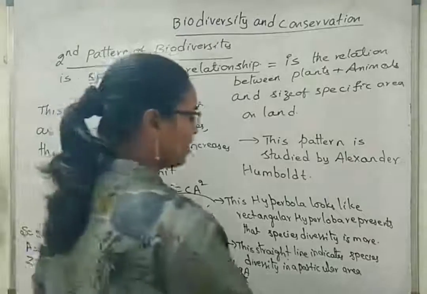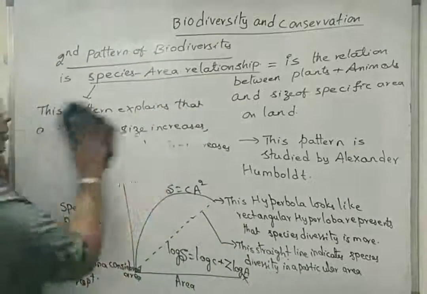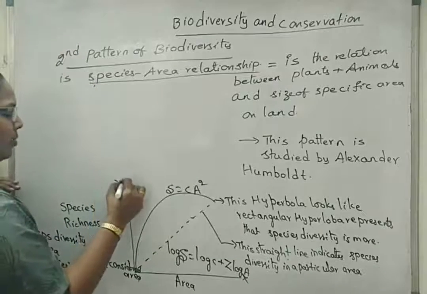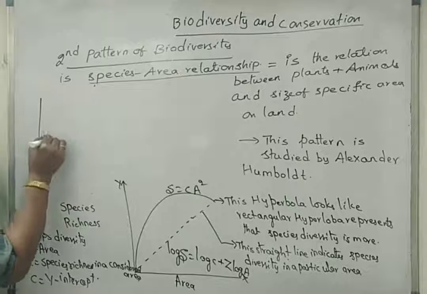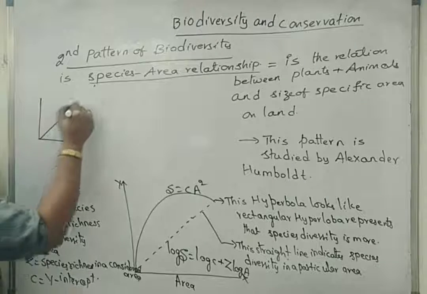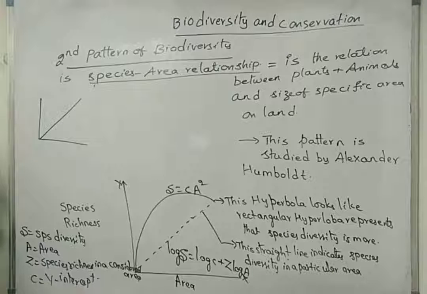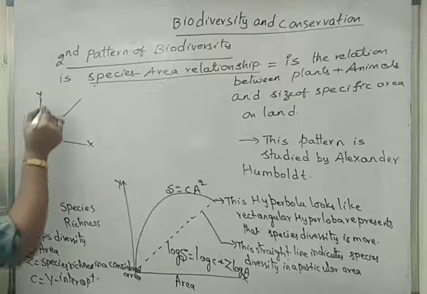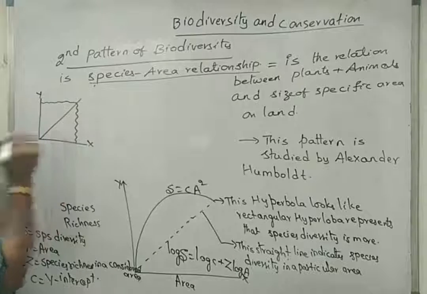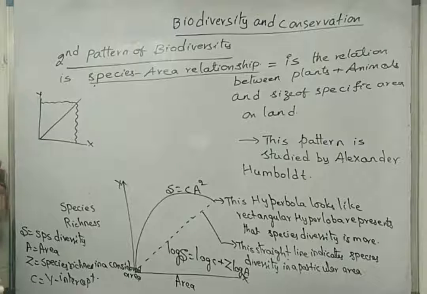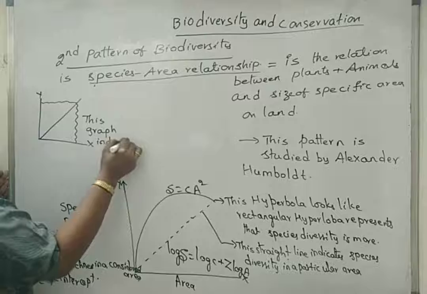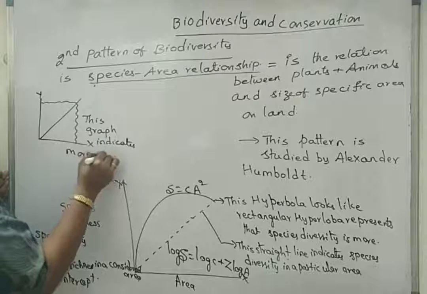Here, if we make a little change, I will explain one extra point regarding this graph. If during the MCQs a graph is given like this, with a straight line indicating Z, the slope of the graph, with this as the y-axis and this as the x-axis, and it is asked what it indicates, this indicates that the species diversity is more.